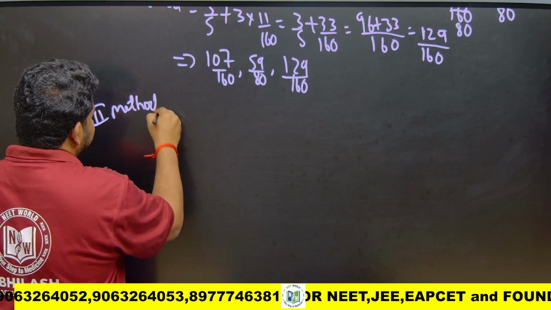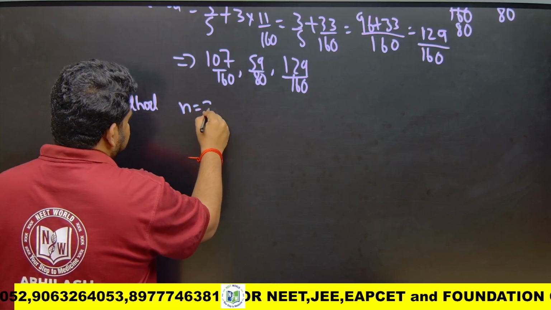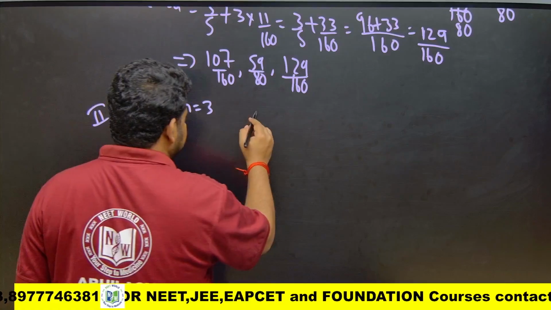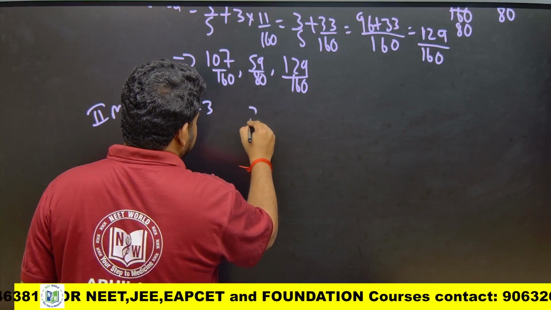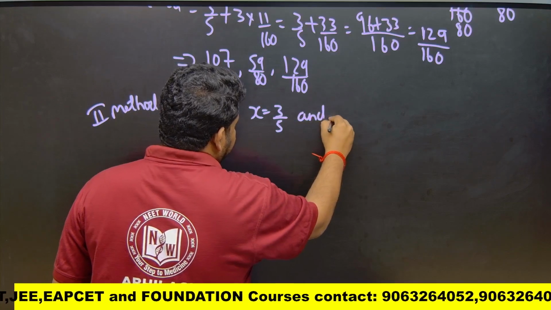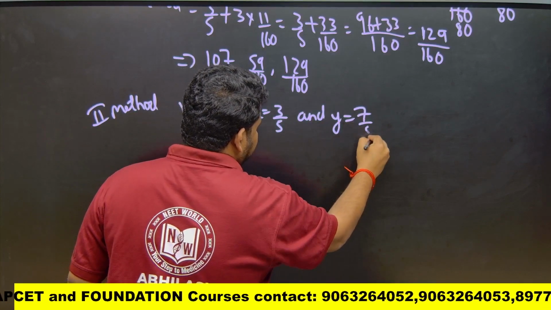We have to find what? Find 3 rational numbers, that is n is equal to 3, between 3 by 5 and 7 by 8. Correct? That is, x will be 3 by 5 and y will be 7 by 8. We have to find it.